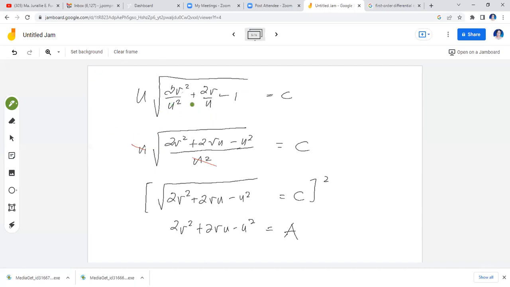Algebra. You combine these terms here. You have two fractions and one constant into one fraction using the LCD. So your LCD is u squared.